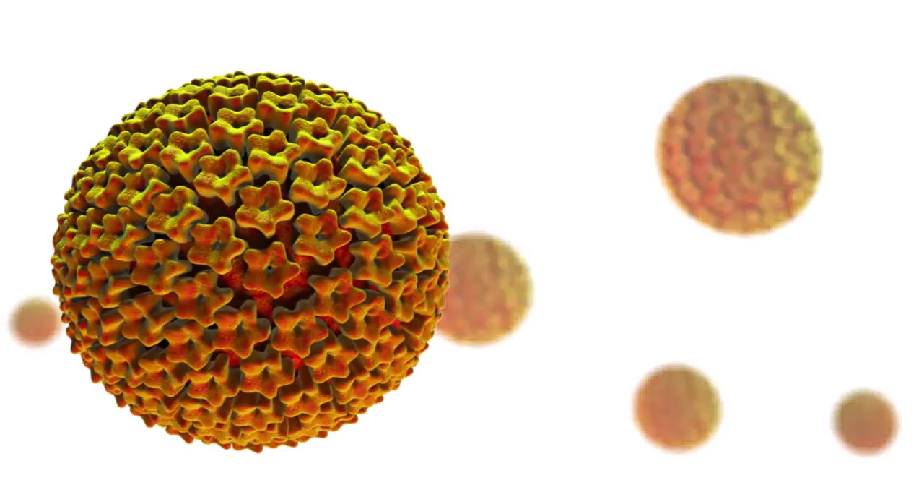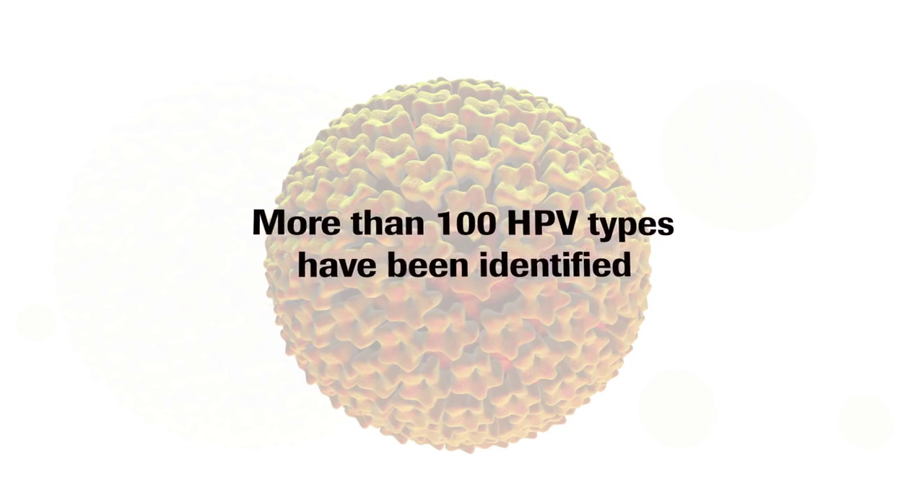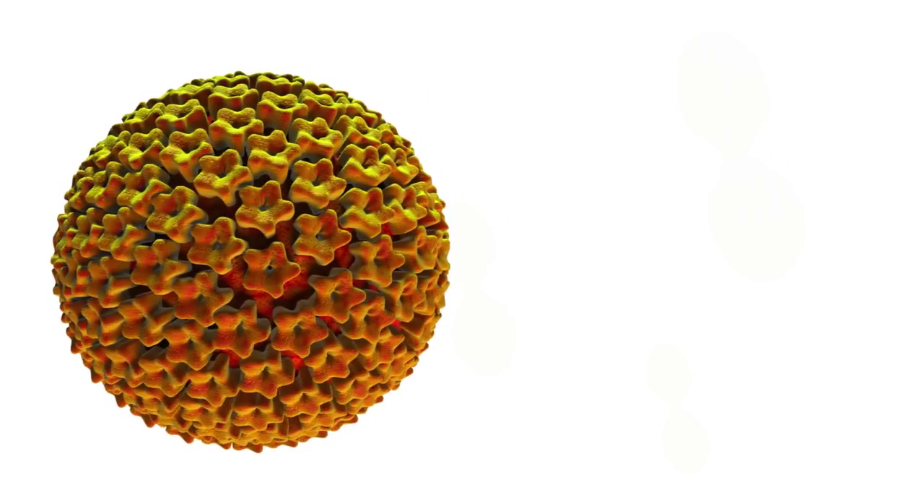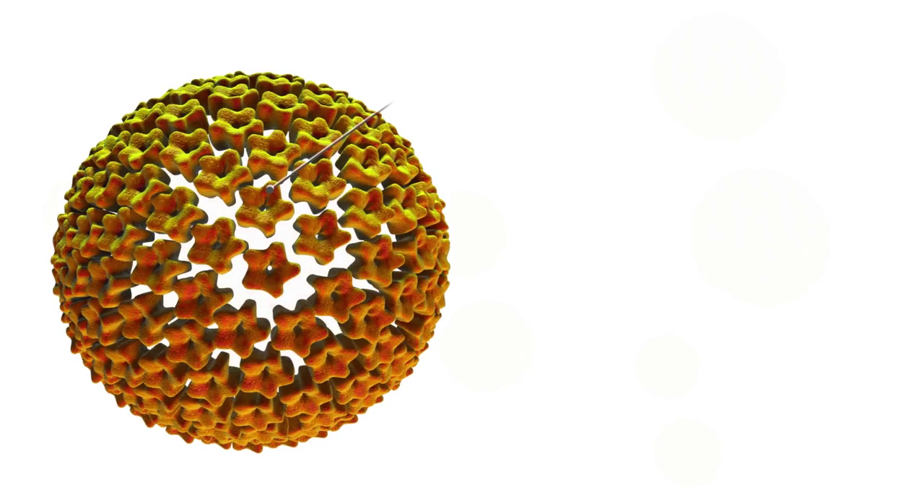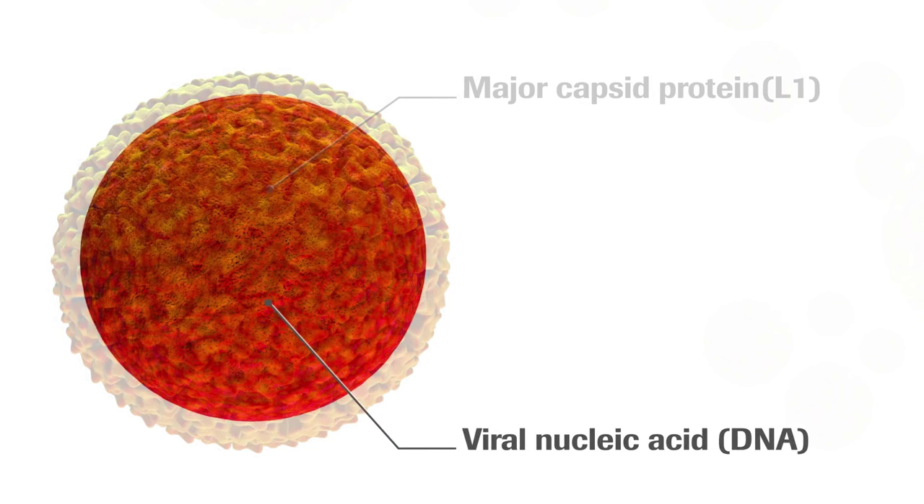First, let's take a look at the HPV virus itself. Human papillomaviruses are small, double-stranded DNA viruses. More than 100 HPV types have been identified, and they are differentiated by the genetic sequence of the protective outer shell, or capsid, made of a protein called L1. Inside this protective sphere is the viral DNA.